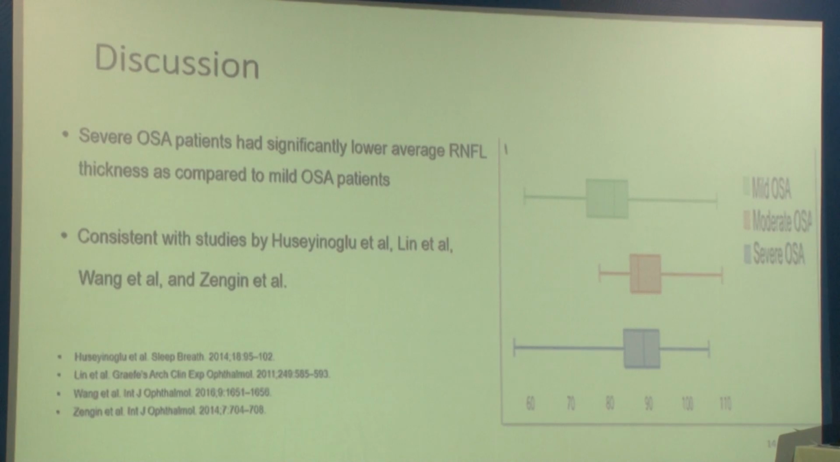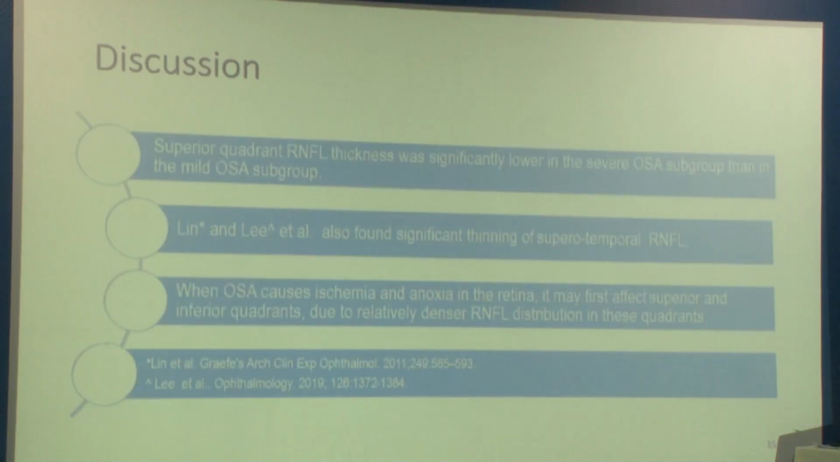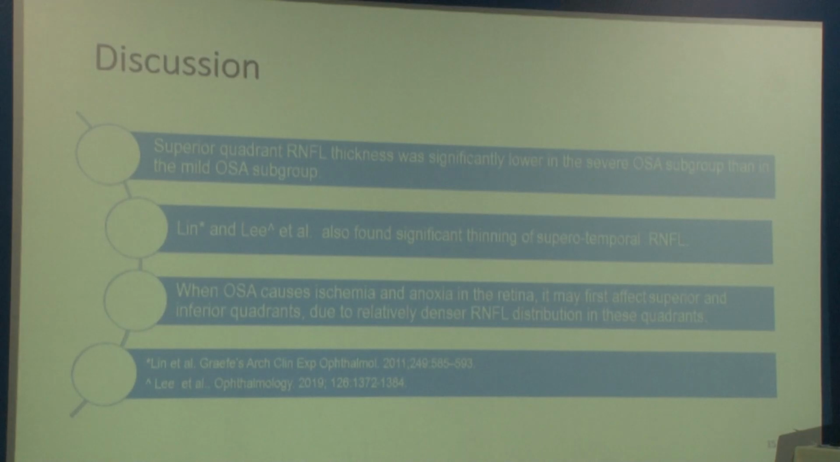So the severe OSA patients had significantly lower average RNFL thickness as compared to the mild OSA patients. This is consistent with previous studies which have been performed elsewhere as well. So superior quadrant RNFL thickness was significantly lower in the severe OSA subgroup, which is in concurrence with studies which have been done by Lin and Lee et al., who also found the superotemporal thinning.